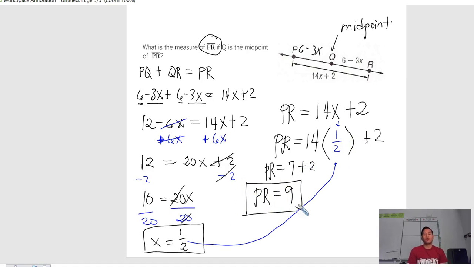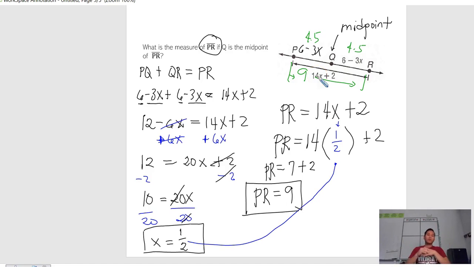Okay, so if you want to check your answer, PR is equal to 9. I'll change color so that it will not be black as always. So if PR is equal to 9, if you go here, 6 minus 3 times 1/2, this is 4.5. And this is also 4.5. So if you add 4.5 plus 4.5, it will be equivalent to 9. Right? So that is the measurement of a line segment.